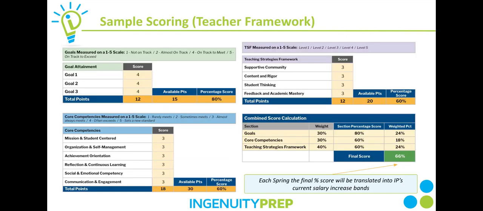Here is an example of how this works in practice for a teacher. Each section produces its own score. Those scores are then weighted: 30% for goals, 30% for core competencies, and 40% for the teaching strategies framework. Each of these combine into the final score shown here.